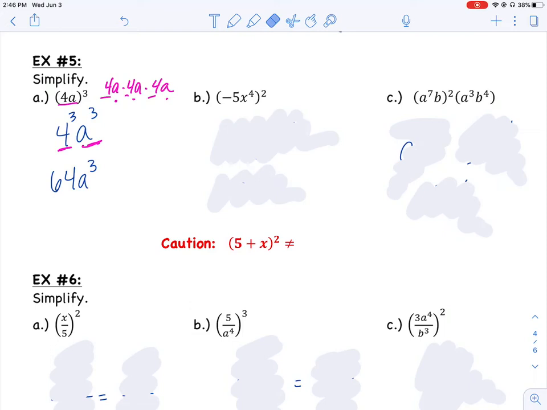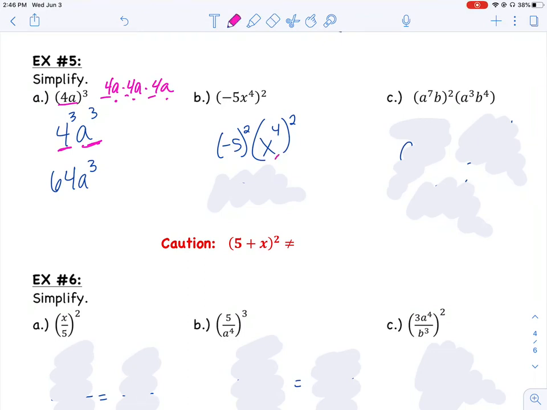B has this quantity squared. That means I want to make sure that I square every base in this parenthesis. So really, I have a -5 that I want to square, and I have an x to the 4th that I want to square, making sure that I square every single piece here. Now remember that -5 was in parentheses, so I want to make sure that I take that -5 and square it. That means I have a -5 times another negative, and remember that 2 negatives make a positive, so I should end up with a positive 25.